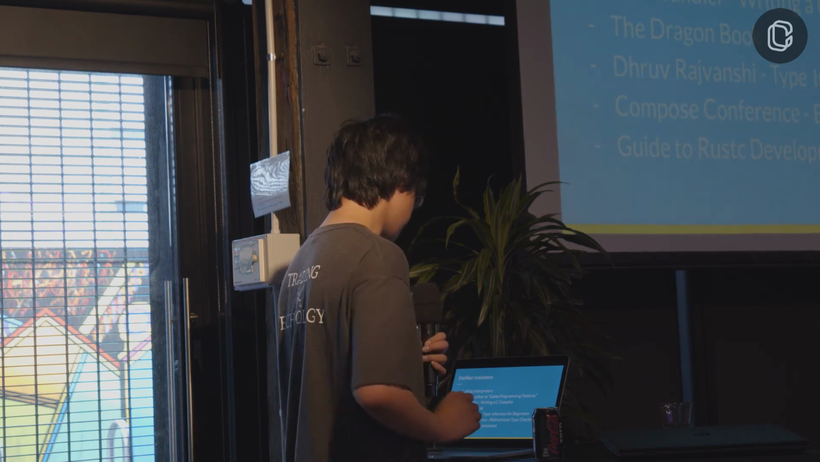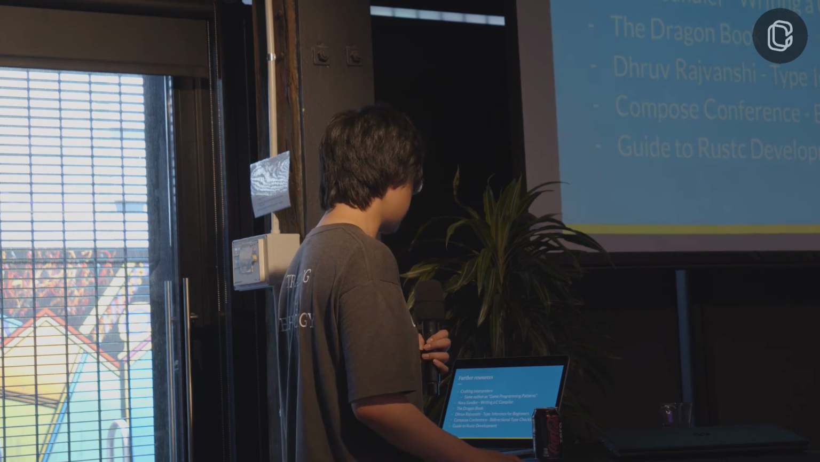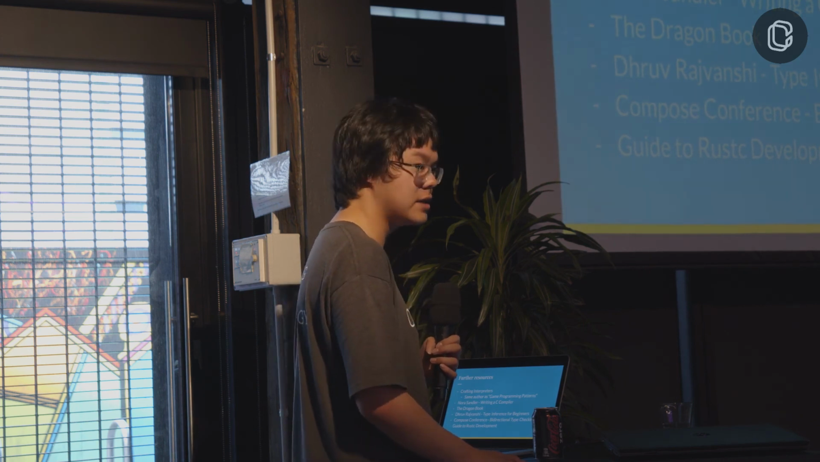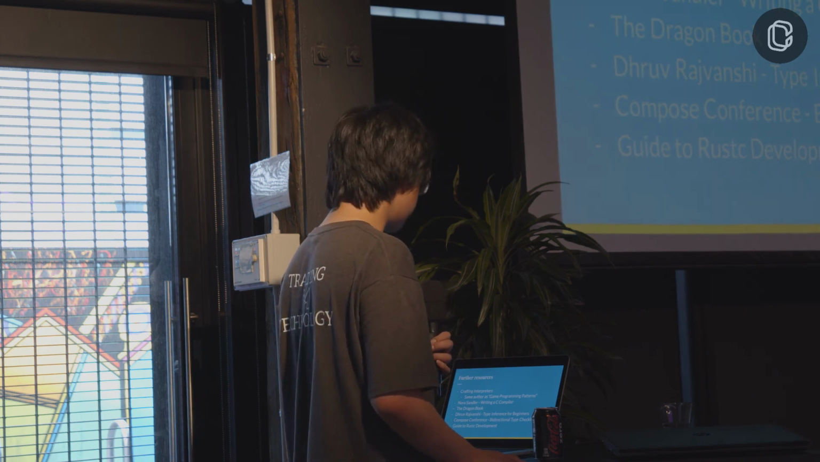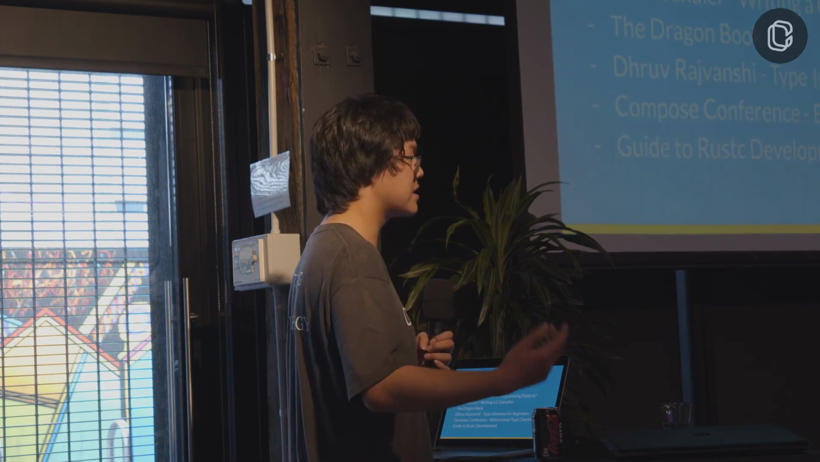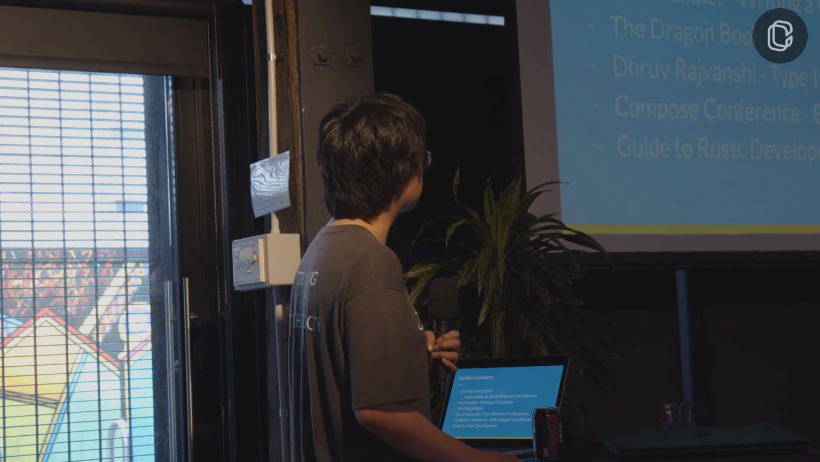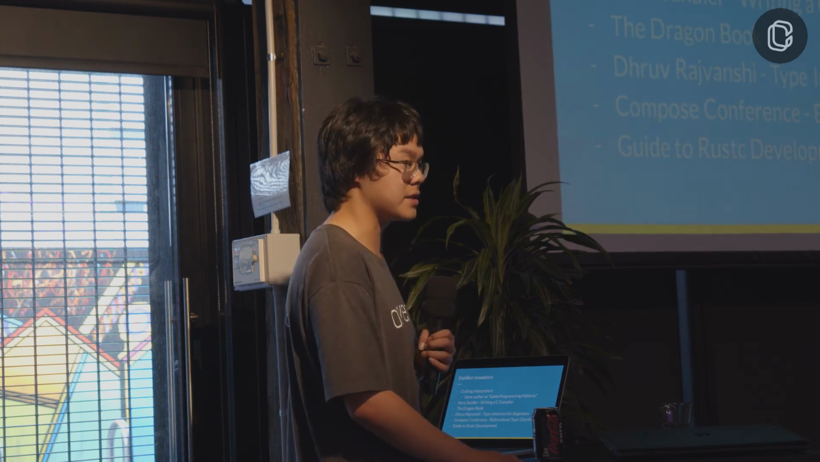The second resource I would recommend is a series of blog posts by Nora Sandler called Writing a C Compiler, and it covers how to step-by-step write a C compiler using C. And this compiles to x86 assembly as well.